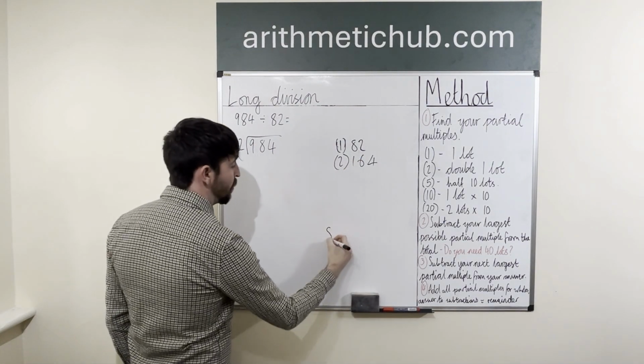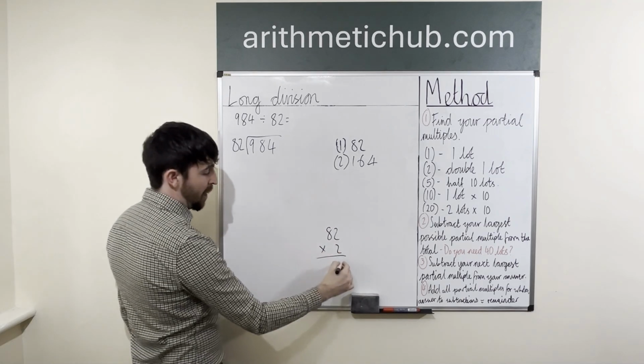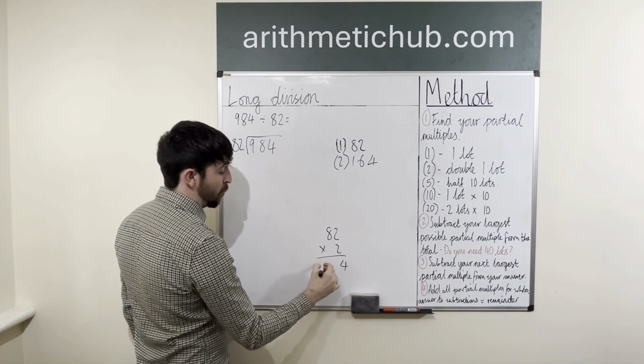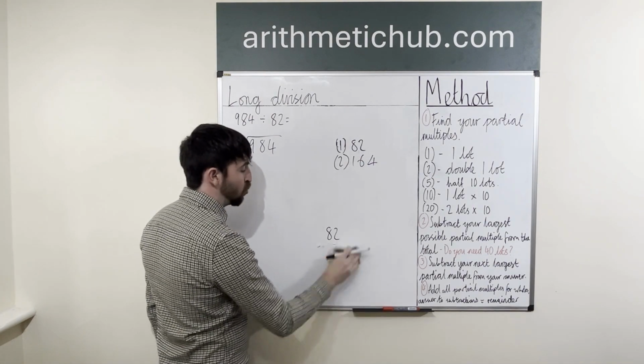I can check it if I want to though, because that might be helpful, particularly when I'm getting used to this method. 2 times 2 is 4. 8 times 2 is going to give me 16. So 164 will be 2 lots.